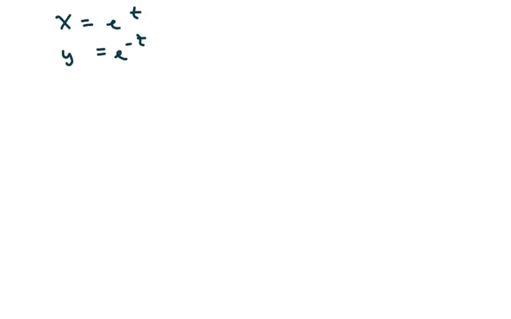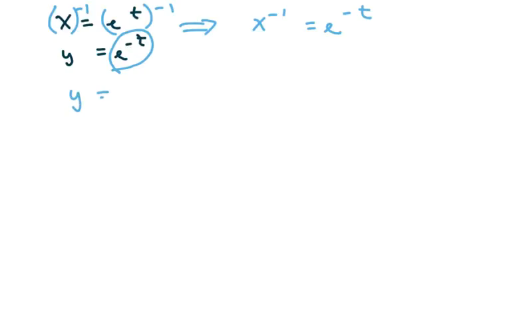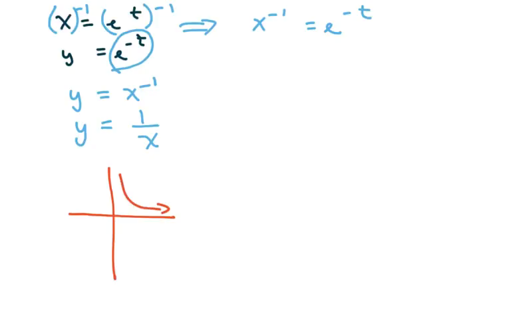So if I solve for x, what I'm going to do is just do -1 here. So if I rewrite that, this is going to be x to the -1 equals e to the negative t. So basically, I have e to the negative t equals x to the -1. So I have y equals x to the -1. So y equals 1 over x. And generally, you should know what that looks like. 1 over x is something like this.